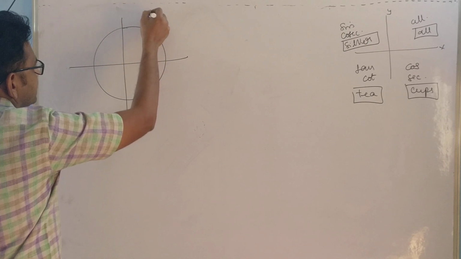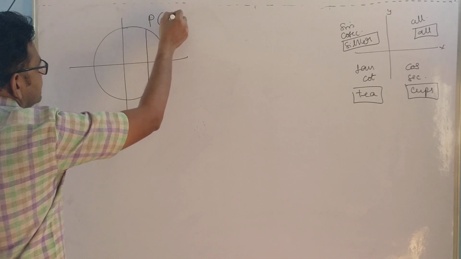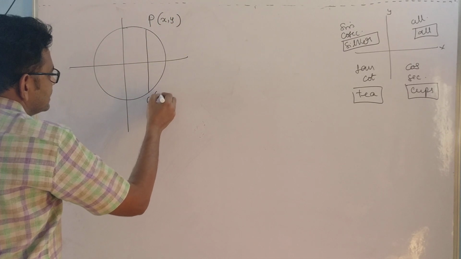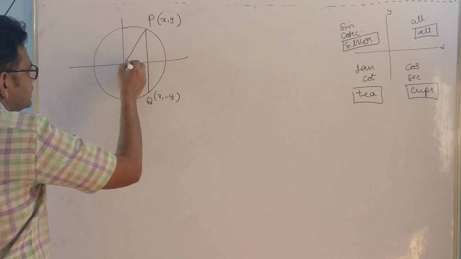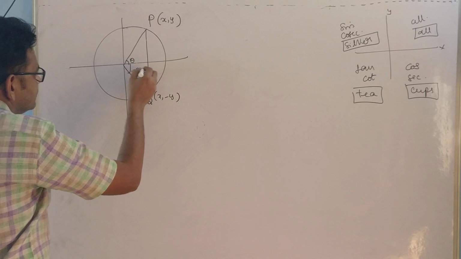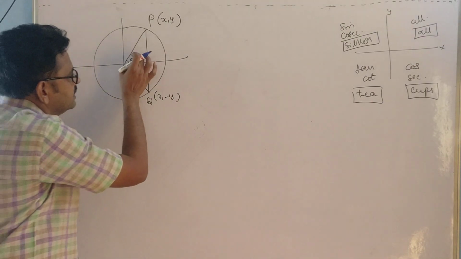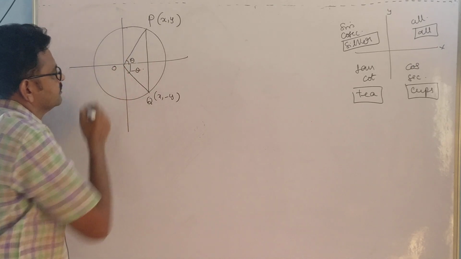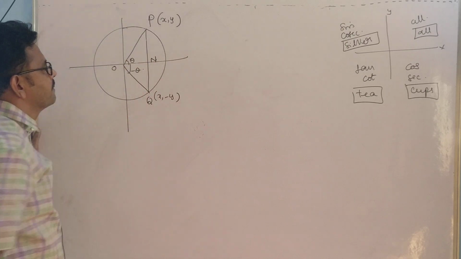Suppose this point is P, this point is Q. If it is x comma y, so this is x comma minus y. This makes an angle, suppose this is theta, then this makes an angle minus theta. Okay, if this is 30 degrees, it is minus 30 degrees. We call this N.